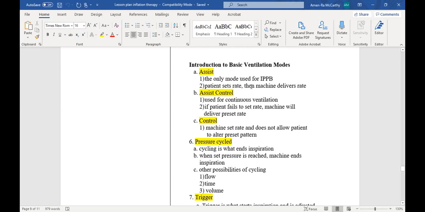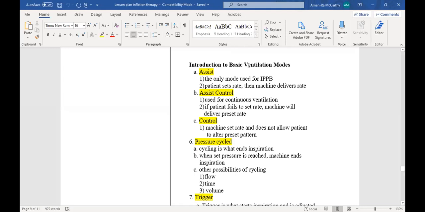Or cycle. If the patient does it 20 times a minute, they're going to get it 20 times a minute. If he does it 5 times a minute, he will get it 5 times a minute. If he does it 100 times a minute, it will give it 100 times a minute. That's what it means. Number 2, the patient sets his own rate, right? Every time you suck on it and trigger a breath, the machine is going to deliver that breath, okay? That's assist mode, all right?